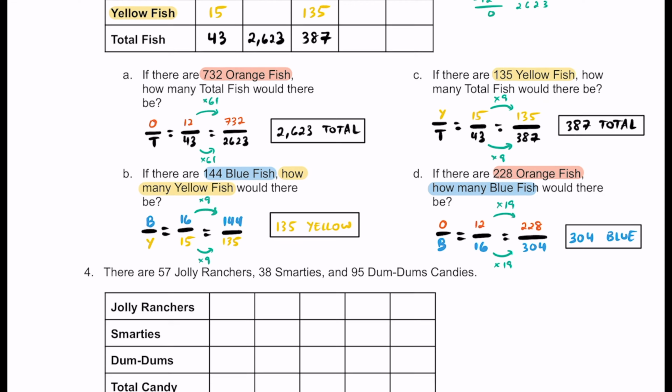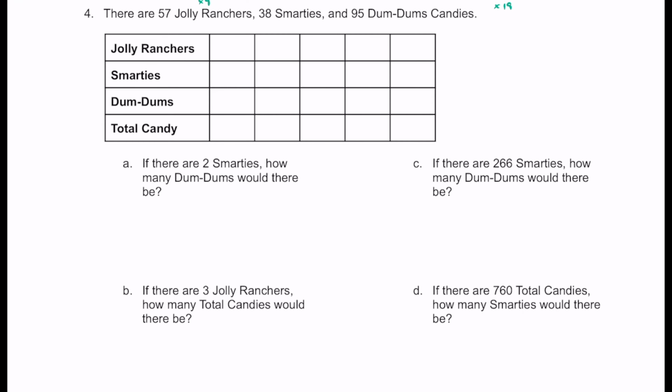Here's one final example. For number 4, we're talking about some Jolly Ranchers, Smarties, and Dum Dum candies. We have 57 of these Jolly Ranchers, so I'm going to put that 57 in this first column. We have 38 Smarties, so that's going to be in this first column as well for the original ratio. And then we have 95 of these Dum Dum candies, so I'm going to put those in that column as well.